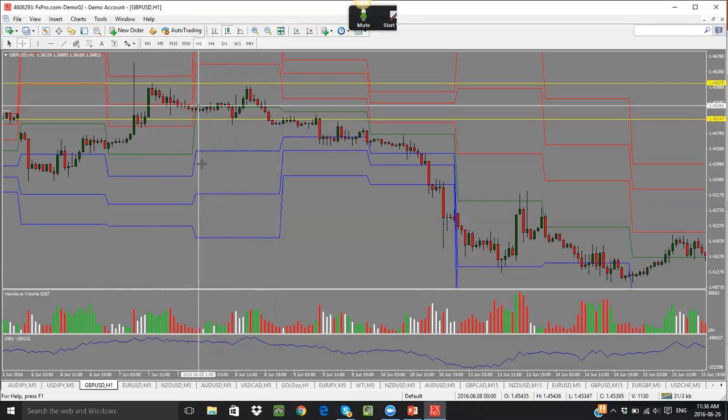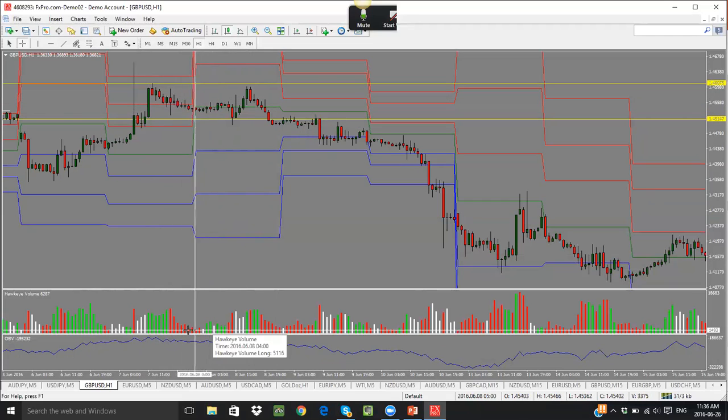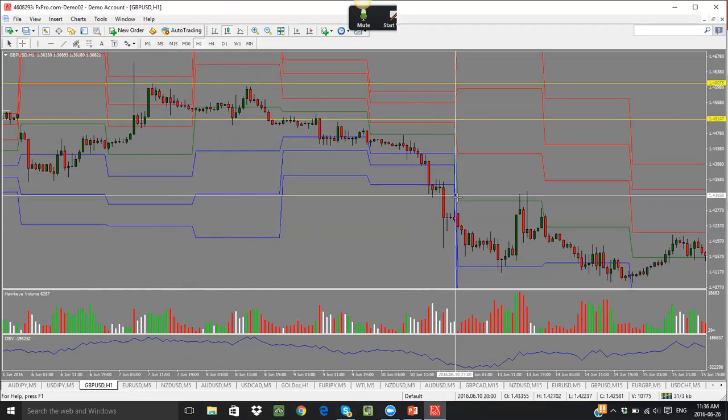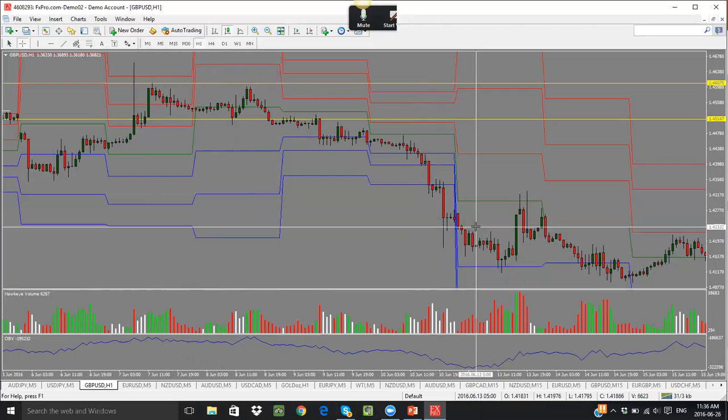Volume tends to be like this, so there's no clear direction in the volume. When you actually see a clear direction in volume, it should be increasing. The volume should be increasing with the price.